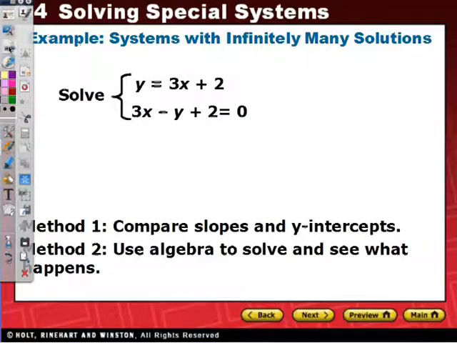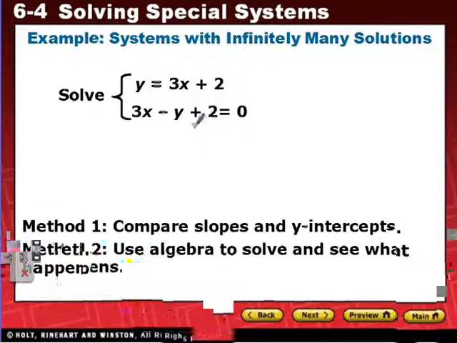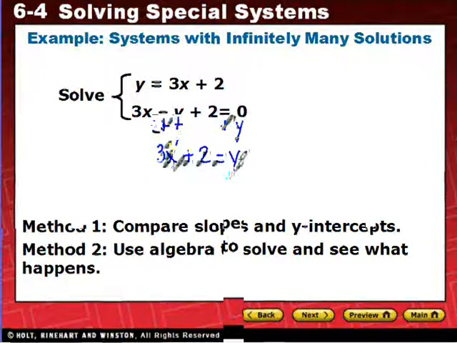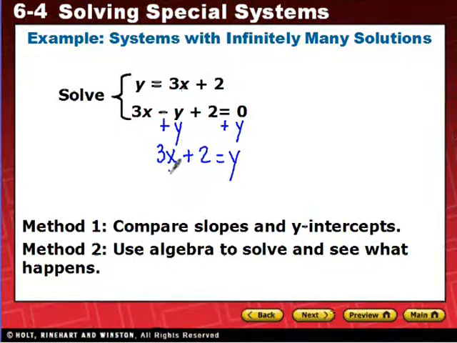I'm likely to use algebra because I'm not thinking, oh, it might not have a solution. I'm thinking, oh, I'm going to solve it. I'm going to keep using substitution. Actually, no. I'm going to use substitution, but maybe a little bit different. I'm going to solve this one for y. So I get 3x plus 2 equals y. Oh, well, I was going to do substitution, but now I can already see that I have the same thing, 3x plus 2 and 3x plus 2. So there's no reason to keep going.